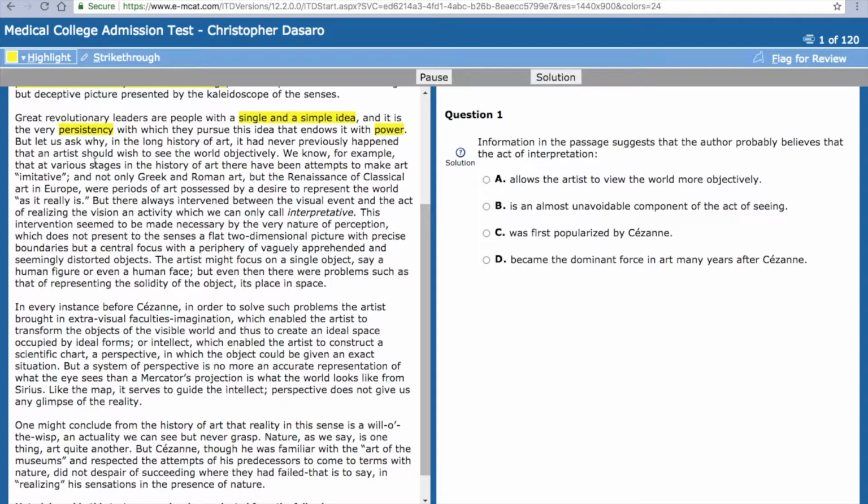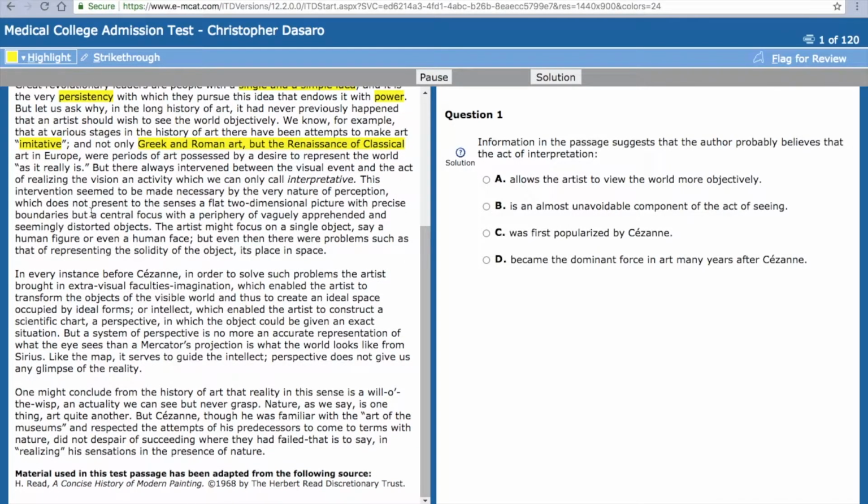We know, for example, that at various stages in the history of art, there have been attempts to make art imitative. Okay, so imitative at least is nothing new. And not only Greek and Roman art, but the Renaissance and classical art in Europe were periods of art possessed by a desire to represent the world as it really is. Okay, so there have been historical instances, say Greek and Roman art, and the Renaissance and classical art, both periods where art wanted to represent the world as it actually is. So this seems like it's nothing new.